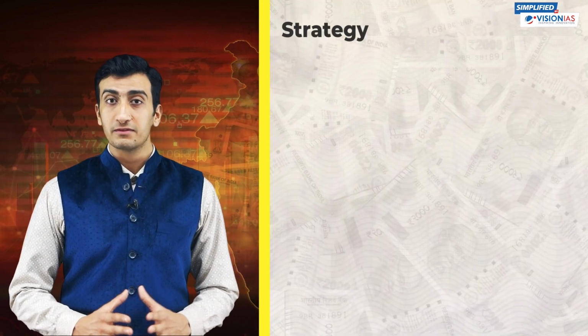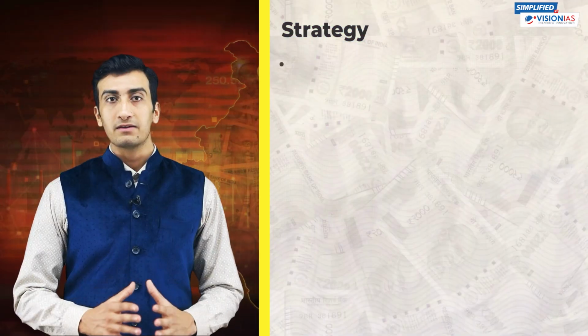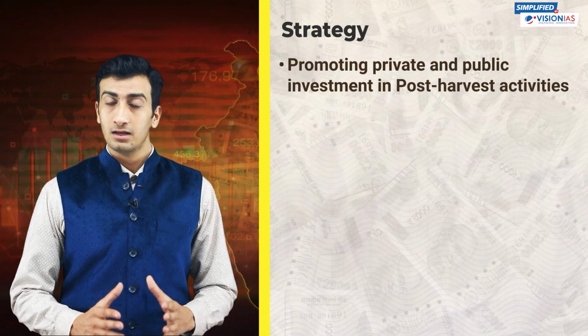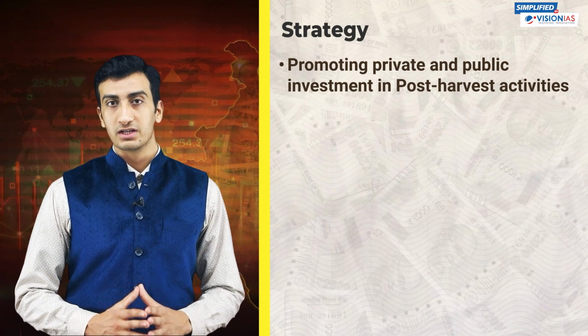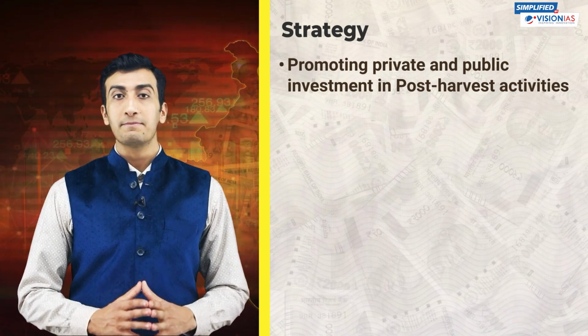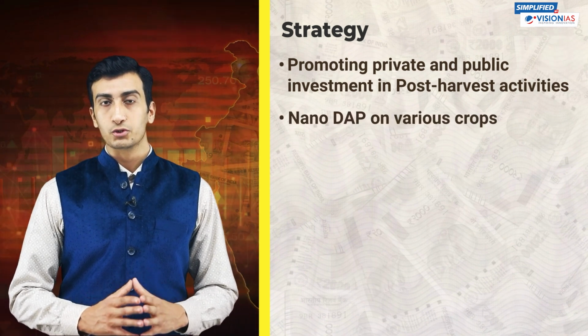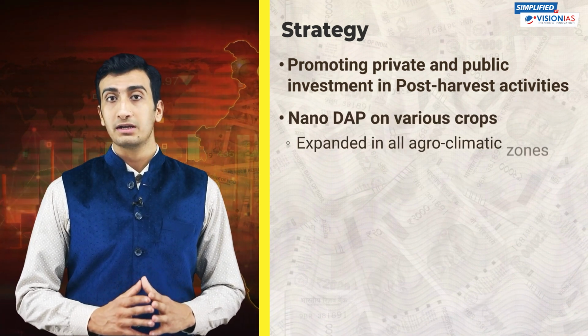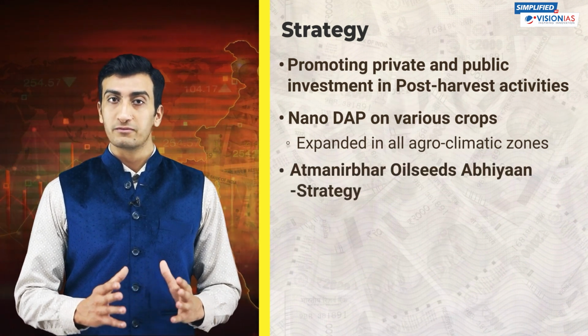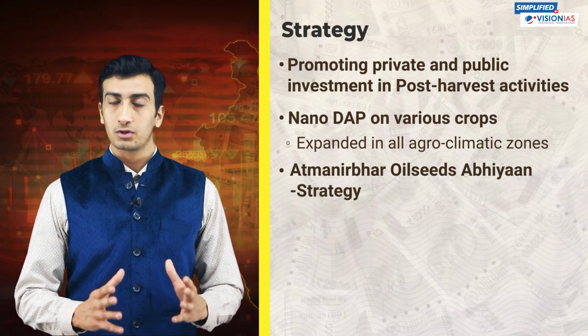Moving on, in the field of agriculture and food processing, private and public investments will be promoted in post-harvest operations like aggregation, modern storage, efficient supply chains, primary and secondary processing and marketing and branding. Also, application of nano DAP on various crops will be expanded in all agroclimatic zones, and an Atmanirbhar Oilseeds Abhiyan strategy will be formulated to achieve Atmanirbharta for oilseeds.